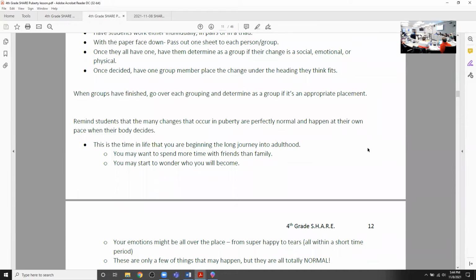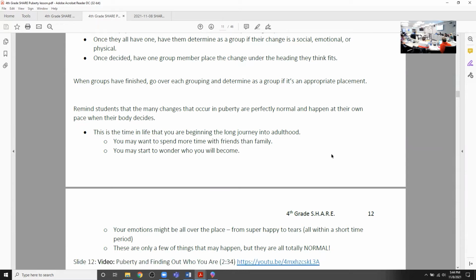Remind students that the many changes that occur in puberty are perfectly normal and happen at their own pace, when their body decides. This is the time in life that you're beginning the long journey into adulthood. You may want to spend more time with friends than family.